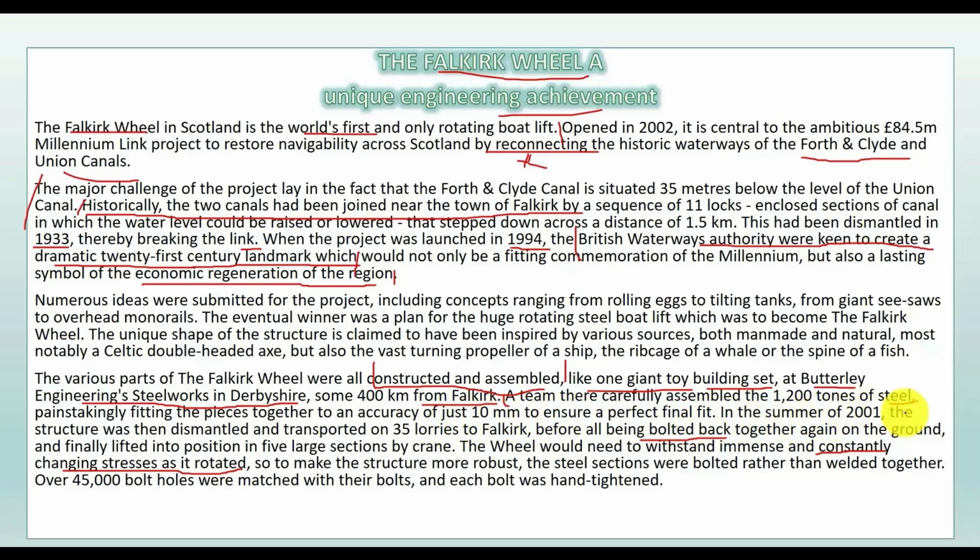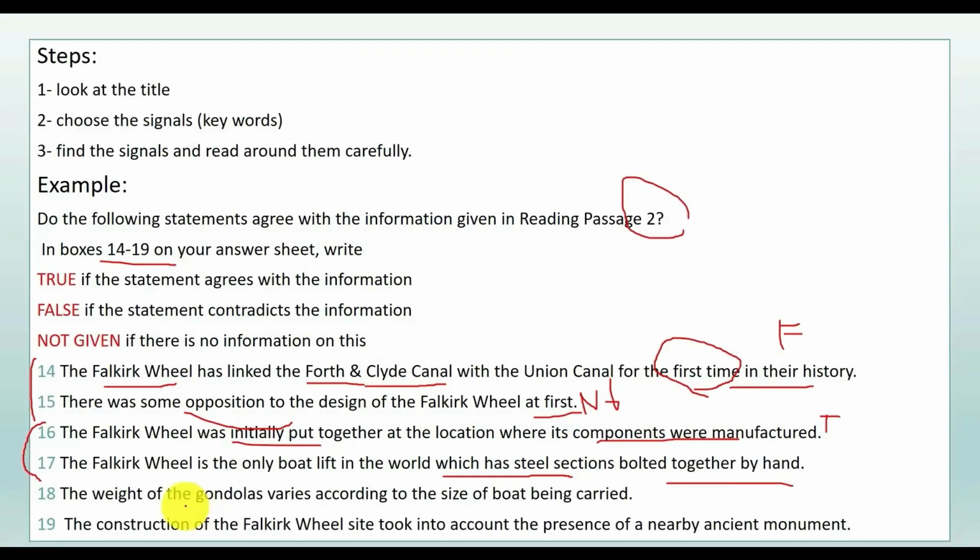In the summer of 2001, the structure was then dismantled and transported on certified wide-load vehicles before all being bolted back together again on the ground and finally lifted into position in 5 sections by crane. The wheel would need to withstand immense and constant stresses. Okay, as you see, there is nothing about bolted together by hand. There is nothing about hand.